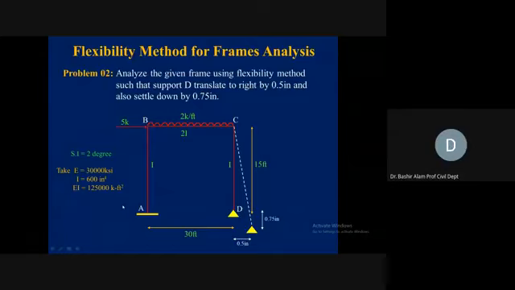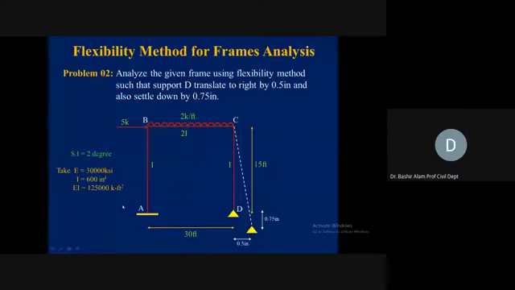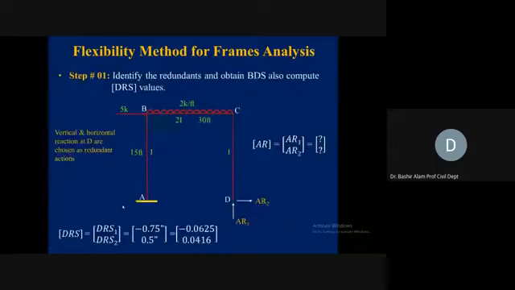Okay, so statical indeterminacy 2 degrees. Now we need to select 2 redundant actions. Vertical and horizontal reactions at D are chosen as redundant actions. Here you can see AR1 in the upward direction at D and AR2 to the right, we declare these as our redundant actions. And here we called AR1 and AR2, these are unknowns.